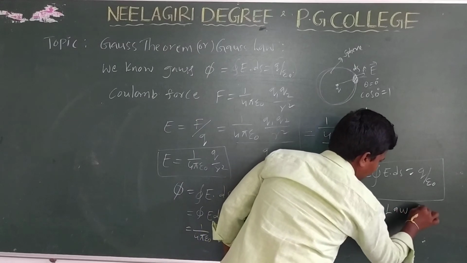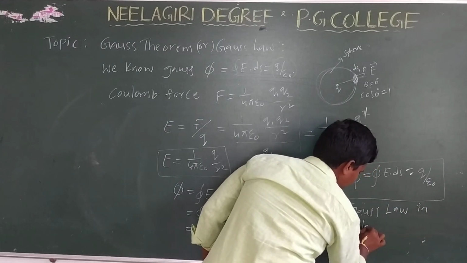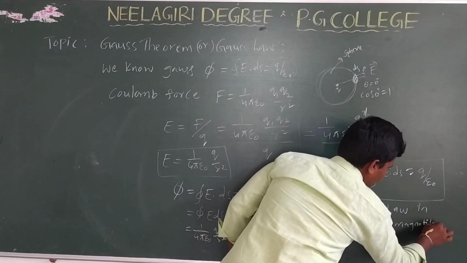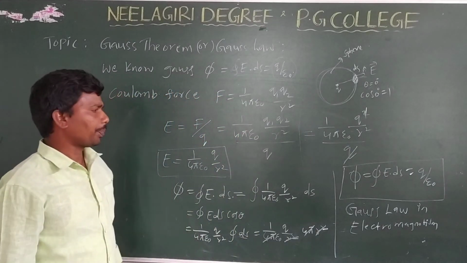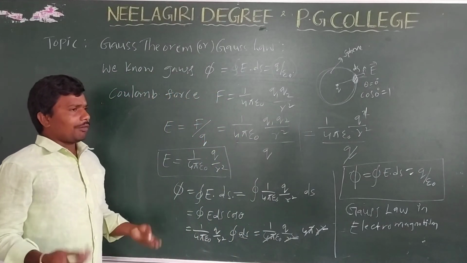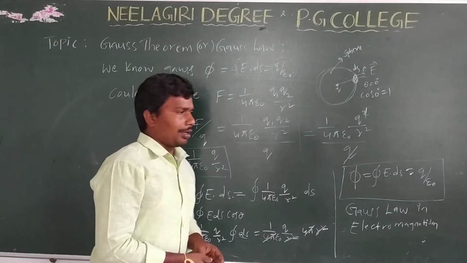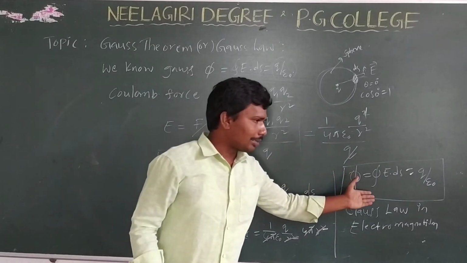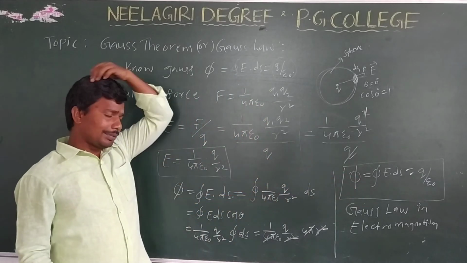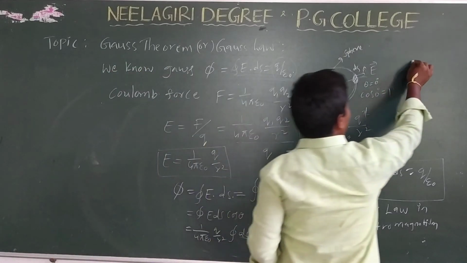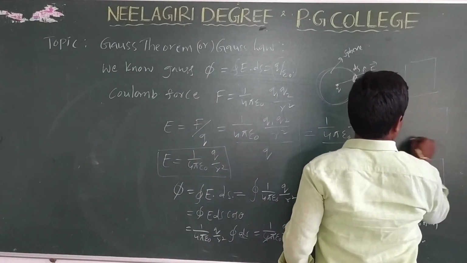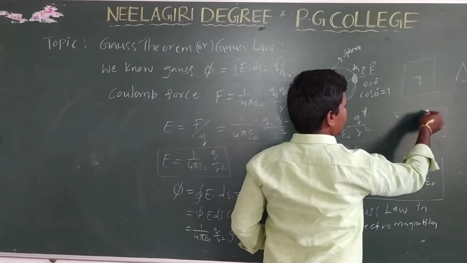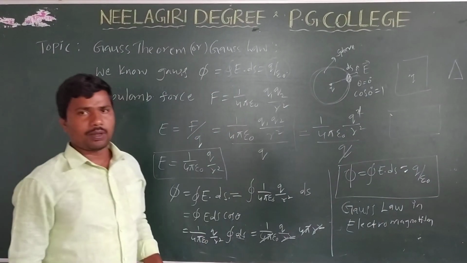Gauss law in electromagnetism. This is a very important law in electromagnetism. Why? The electric flux can be easily found by using Gauss law. The flux emitting from charges enclosed by any shape, whether square, rectangular or triangular, in any shape, the flux for the enclosed charge is equal to Q by epsilon naught.